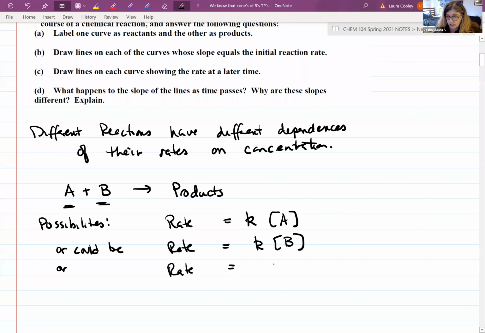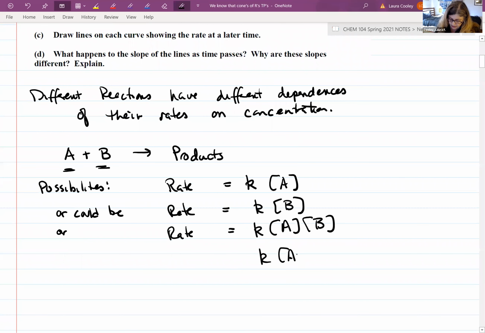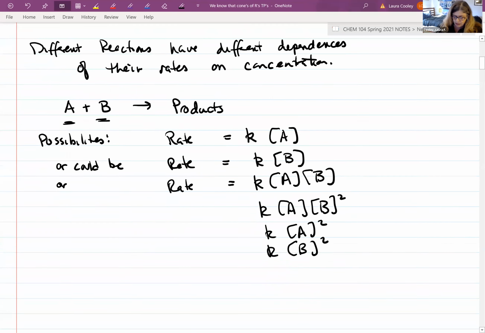So another possibility, let's see if anybody replied here. It could be AB. AB, did you say? Yeah. Could be like that. It could be KAB squared. I mean, that's possible. There's not that many more. It could be KA squared. It could be KB squared. Okay, so these are all these possibilities, and we don't know which one is right.